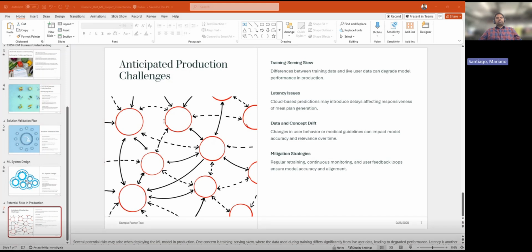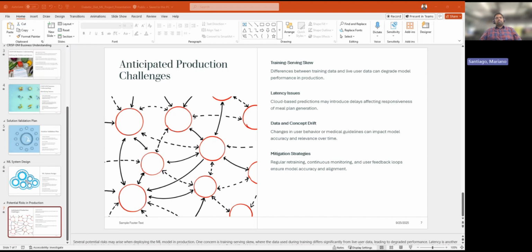Coming to the risks in production, I've thought about a few risks. One is training data, where the data used to train the model may not match what we see in production. There's also a risk of data drift, like changes in user behavior or dietary trends, and concept drift, where the medical guidelines may evolve. To manage these, I might set up monitoring systems and retrain the model regularly based on feedback and new data.